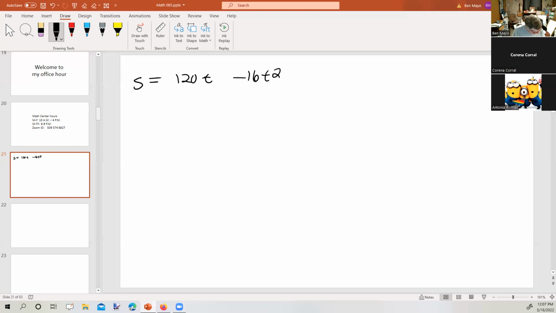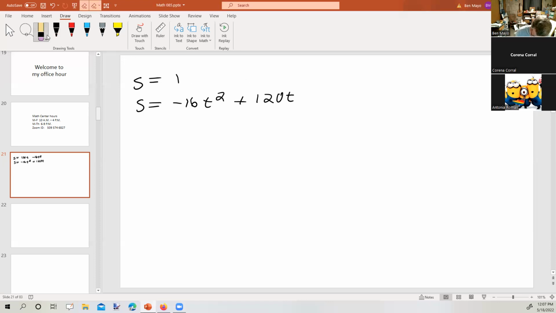If the shell is designed to explode when it reaches its maximum height, how long after being fired and at what height will the fireworks appear in the sky? All right. First of all, I'm going to rewrite this formula so that it's in standard form. Okay, so I'm going to write it that way. You understand why? So I got my t squared and then t. Okay.